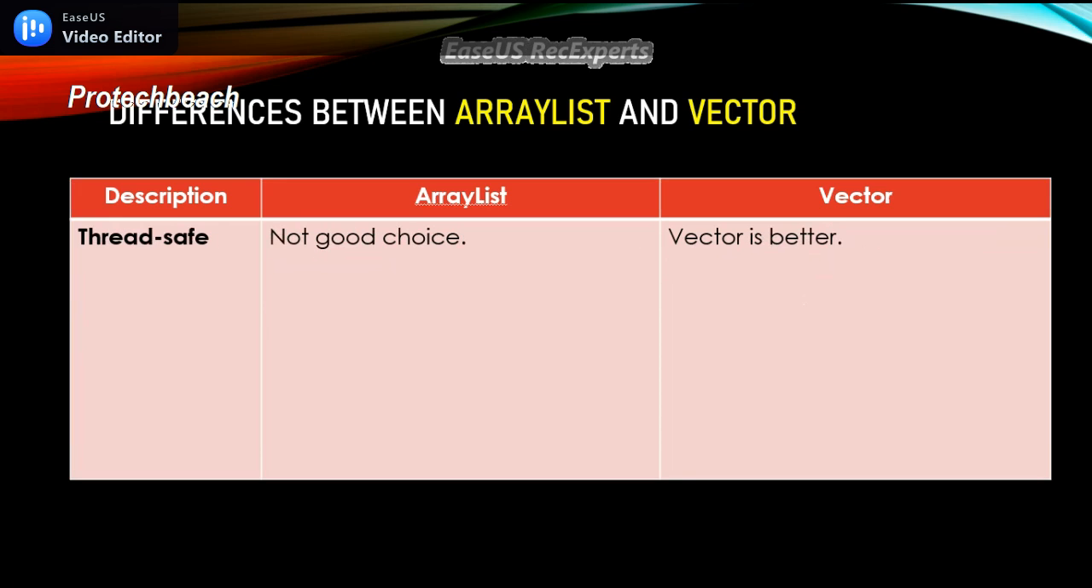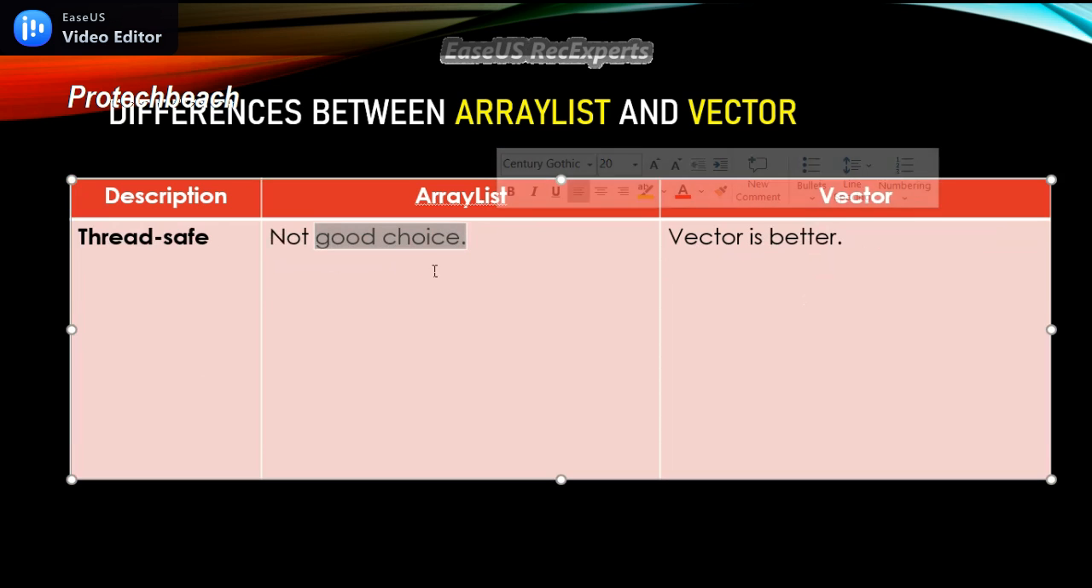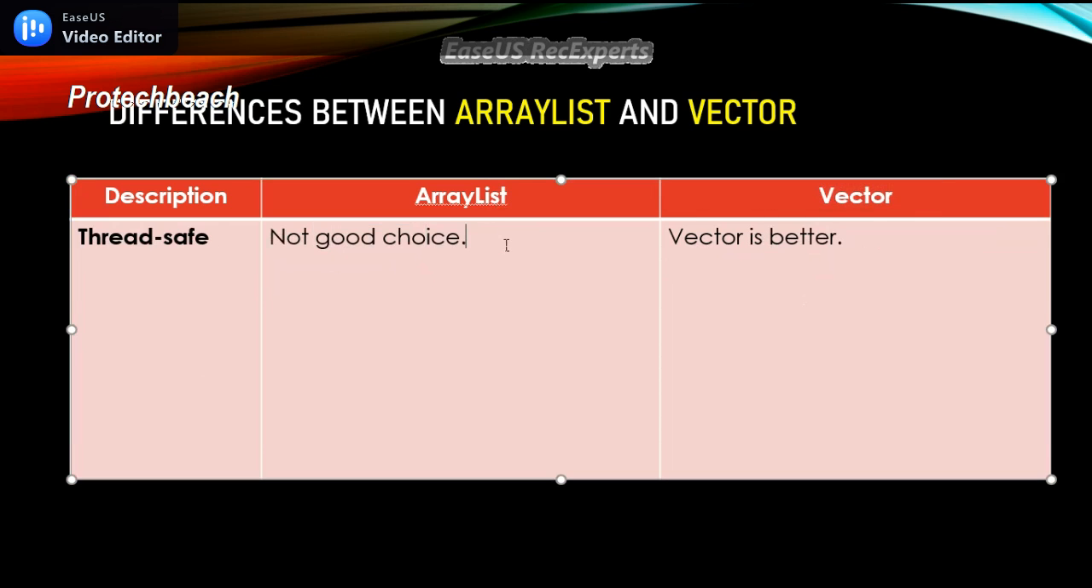If we go to thread safety, ArrayList is definitely not a good choice, because thread safety is not there in ArrayList due to its non-synchronization in nature. But in case of Vector, as it is synchronized, Vector is better. What is the next difference now?